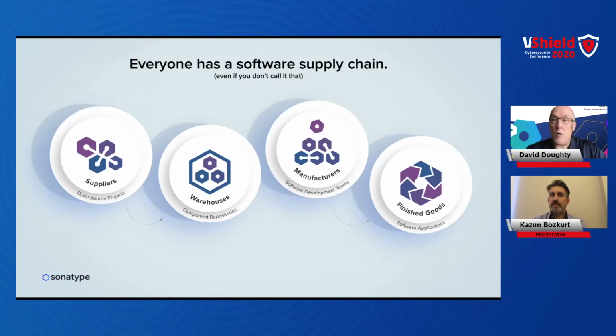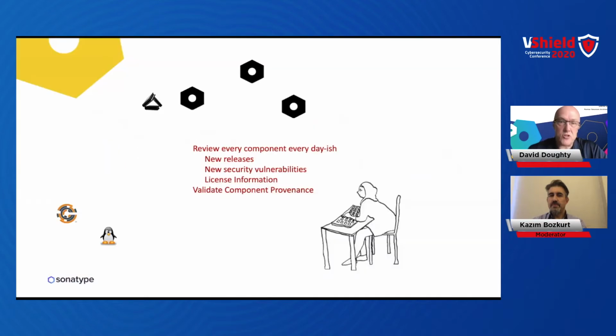So what Sonatype promote is the application of recognized supply chain management principles that were originally developed by a gentleman called William Edwards Deming and applied through the Japanese automotive industry in the late 40s, early 50s. So we'll talk about that as we go through the demonstration.